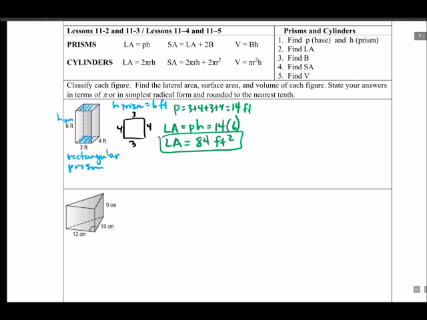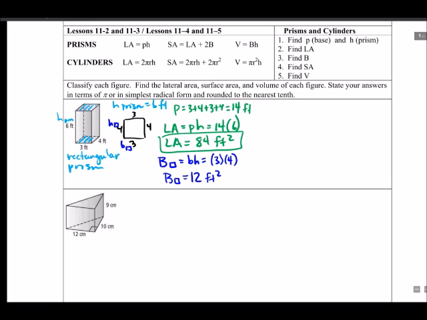Next, I need to find the area of my base. And the area of my base, this is the base of my rectangle. This is the height of my rectangle. Area of a rectangle is just base times height. So that's going to be 3 times 4. The area of my base is 12 feet squared.